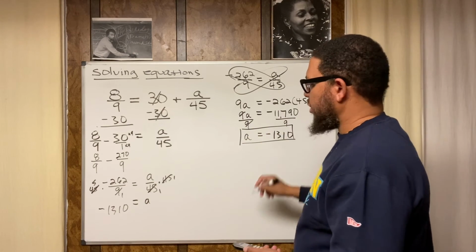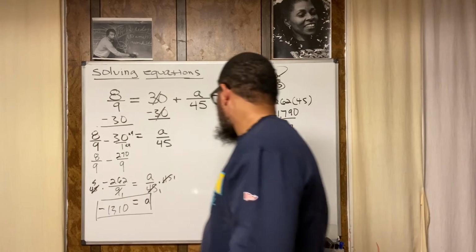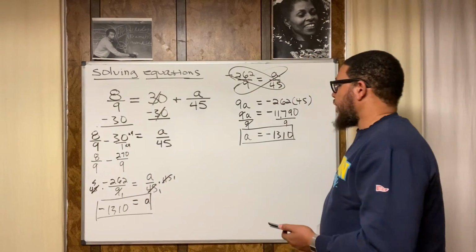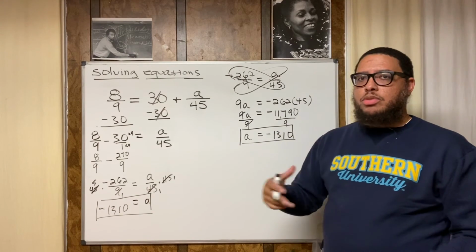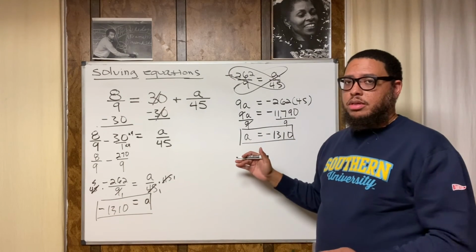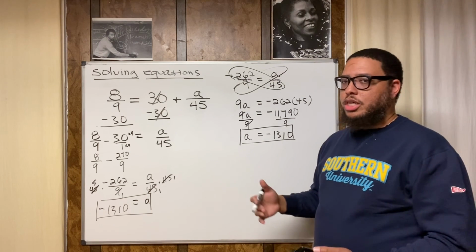So either way you slice it, you still get negative 1,310 is equal to A. Boom, boom. We got it both ways. And this is another way to check your work, right? If you use multiple methods and you get the same answer, this is a substantial way to check your work.